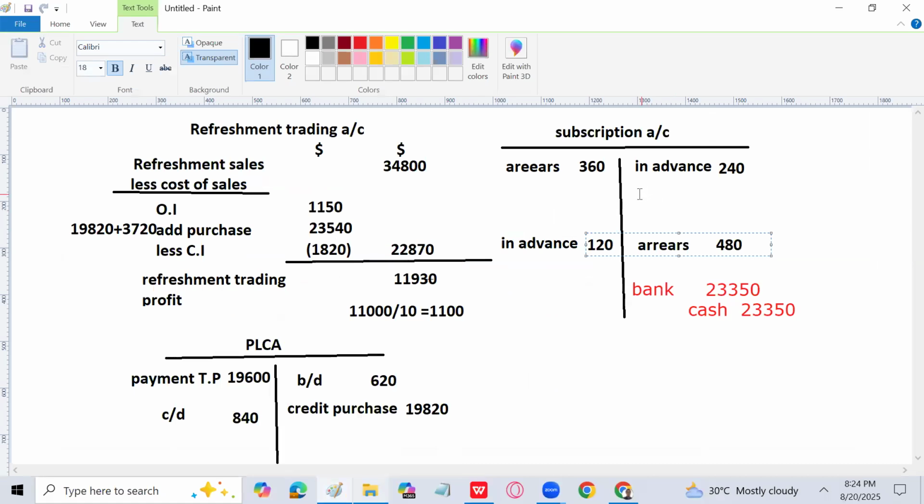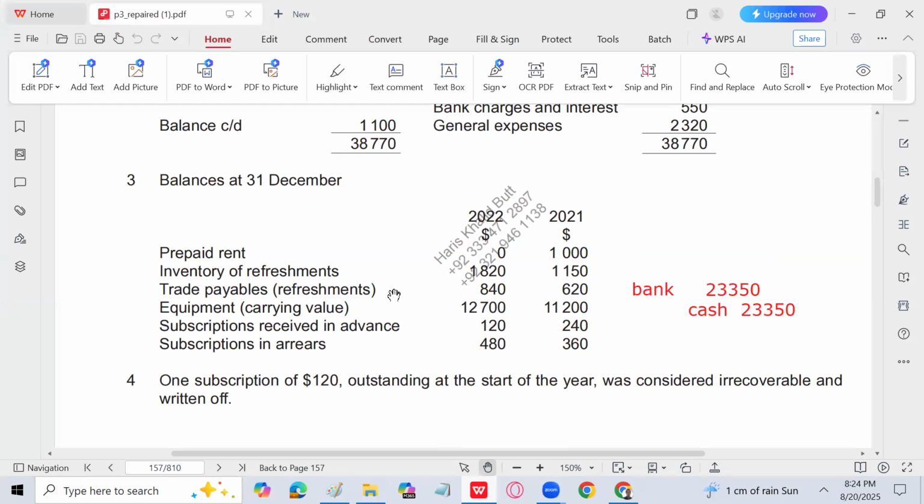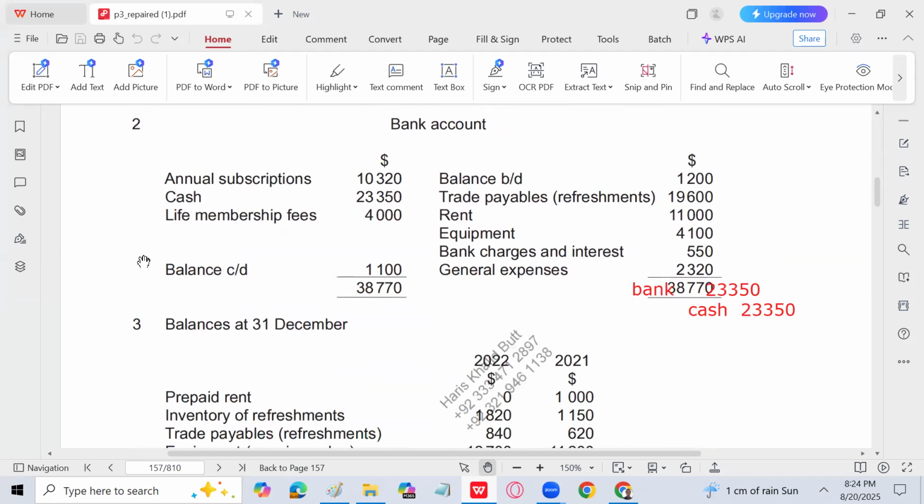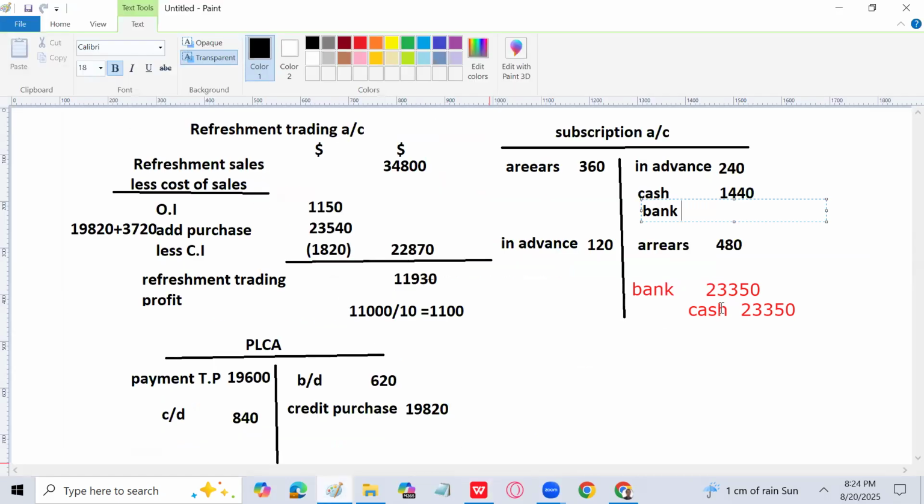Then what is the amount of subscription received throughout the year? Cash will come, also. Cash subscription received is 1440 and through bank we have also received subscription. Both amounts will come over here. Let me show you. Cash subscription which we have received is 1440 annual subscription, and through bank we have received annual subscription of 10320. I will write also 10320.